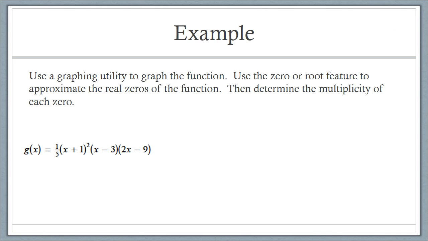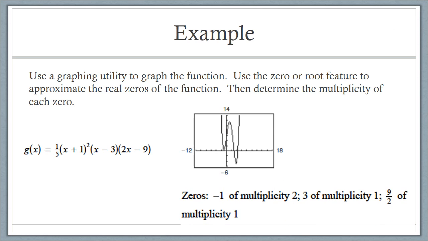Okay, now you're going to graph this function and then calculate the zeros and determine the multiplicity. Pause the recording, give it a try, and resume to check your answer. Okay, graphing it, we see we have 3 zeros. We have -1 with a multiplicity of 2. We have 3 with a multiplicity of 1, and 9 halves with a multiplicity of 1.